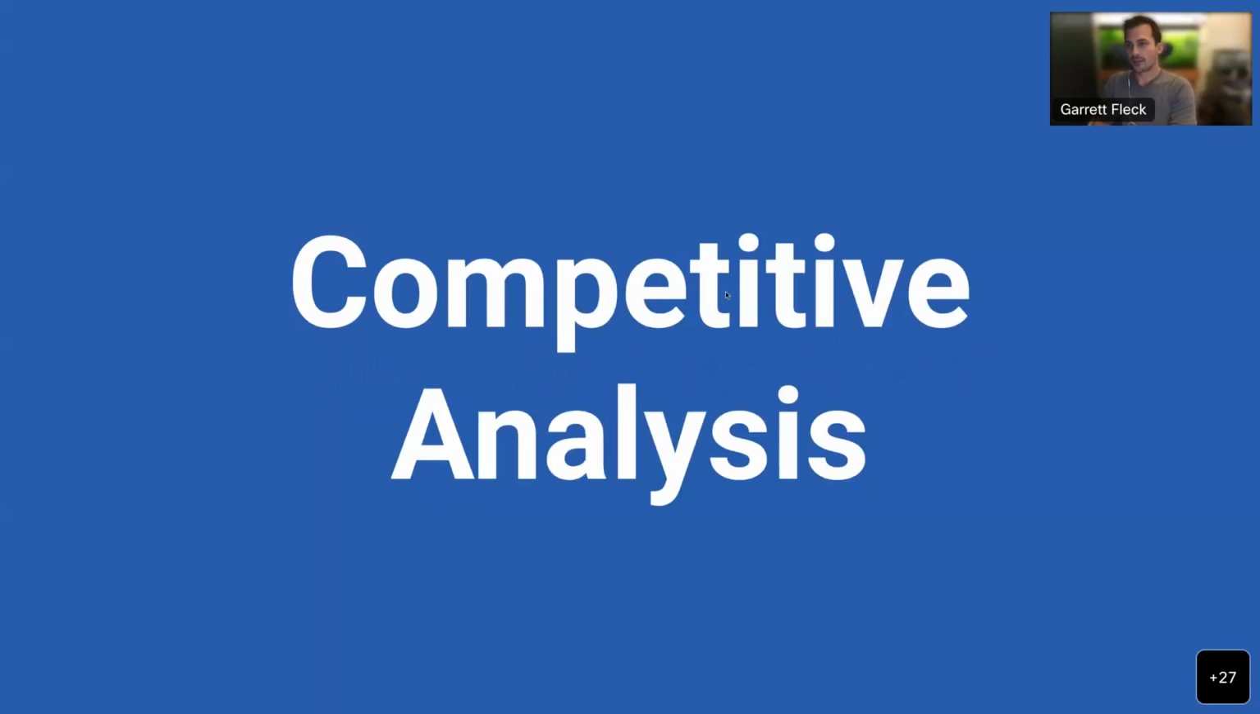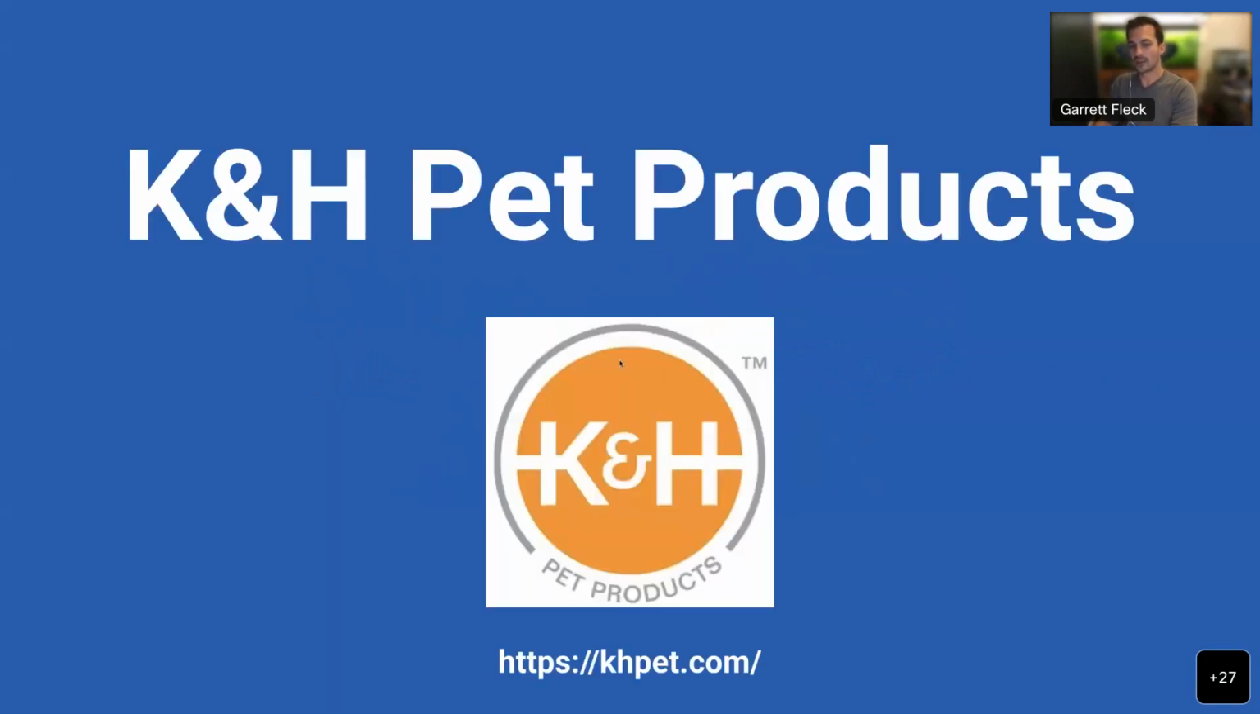So let's get into the competitive analysis a bit. This is going to get a little bit interesting, so I hope everyone gets a little bit of value out of this. And we're going to be looking at one company in general, and this is K&H Pet Products. They appear in #1 for almost all queries for heated dog bed, which is very interesting. It seems like there's only one company doing this kind of well.